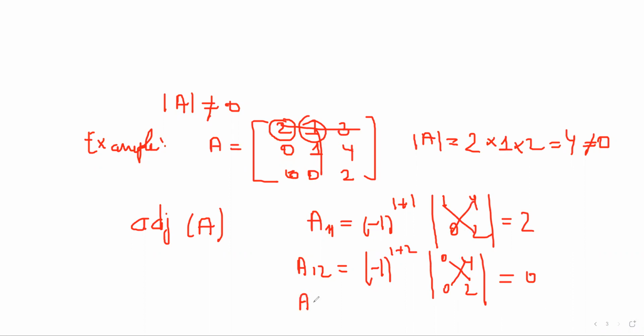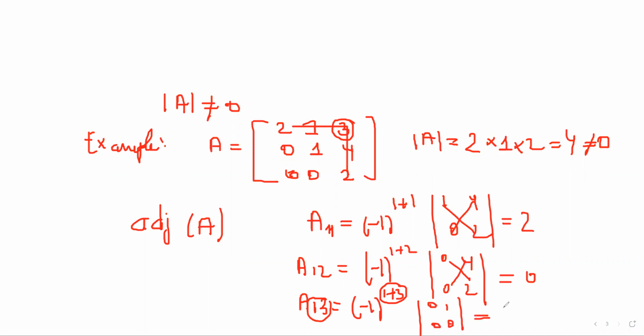A13 is the cofactor of element 3. It is equal to minus 1 to the power 1 plus 3, the sum of the indices in the power, times the determinant of 0, 1, 0, 0 once we delete the row and column. So it's going to be 0 here as well. Again, I chose such a matrix to keep things simple.